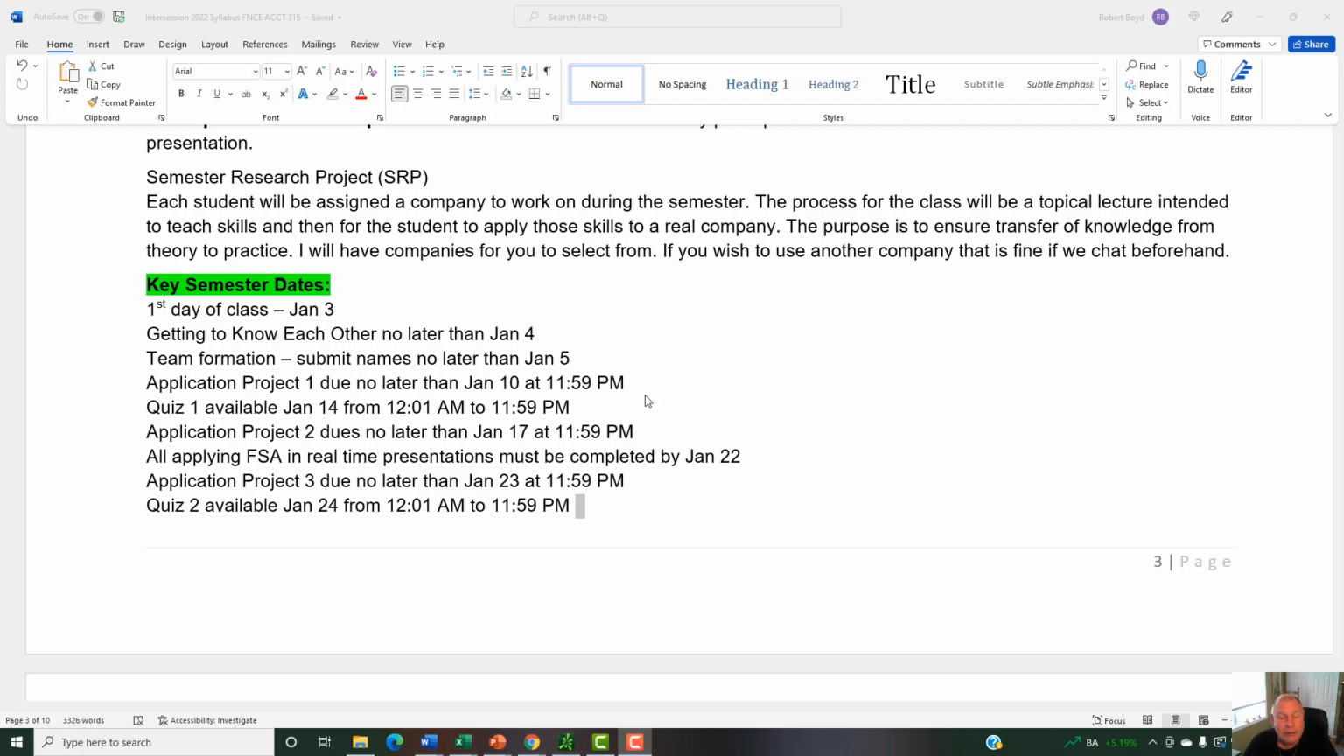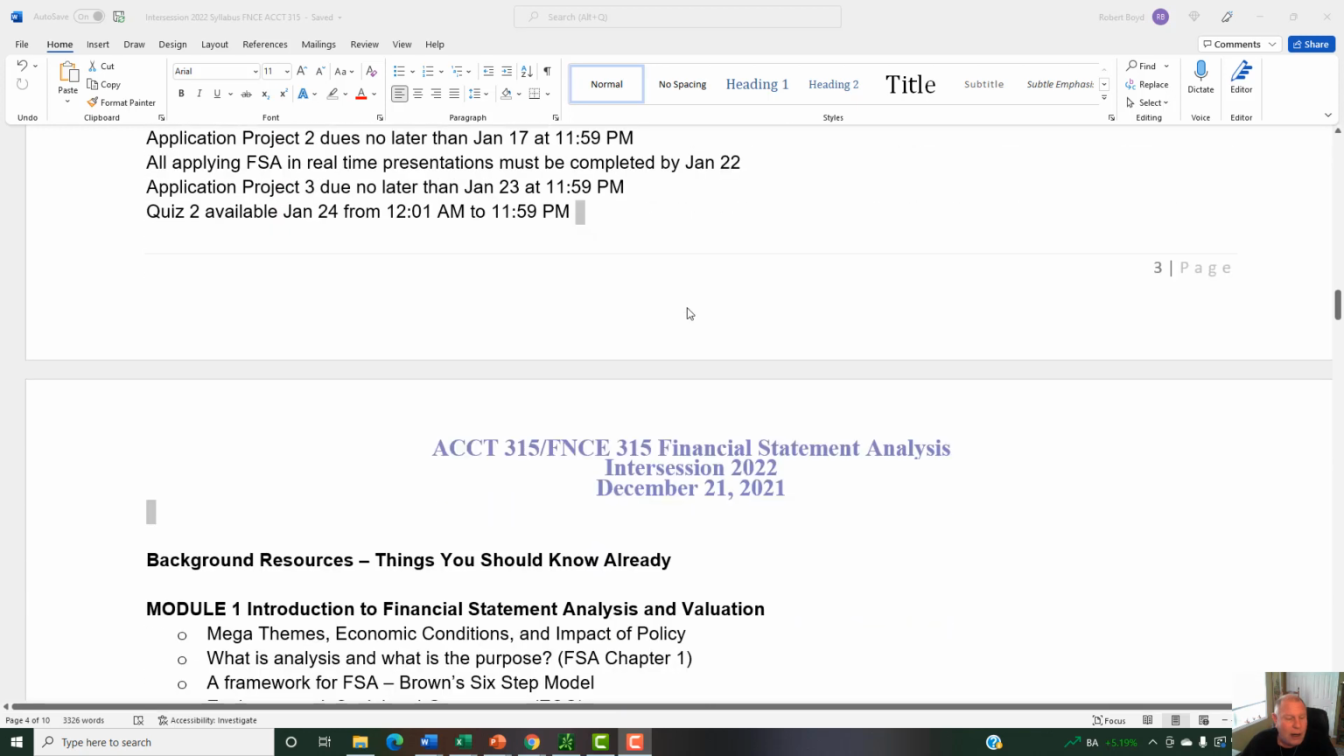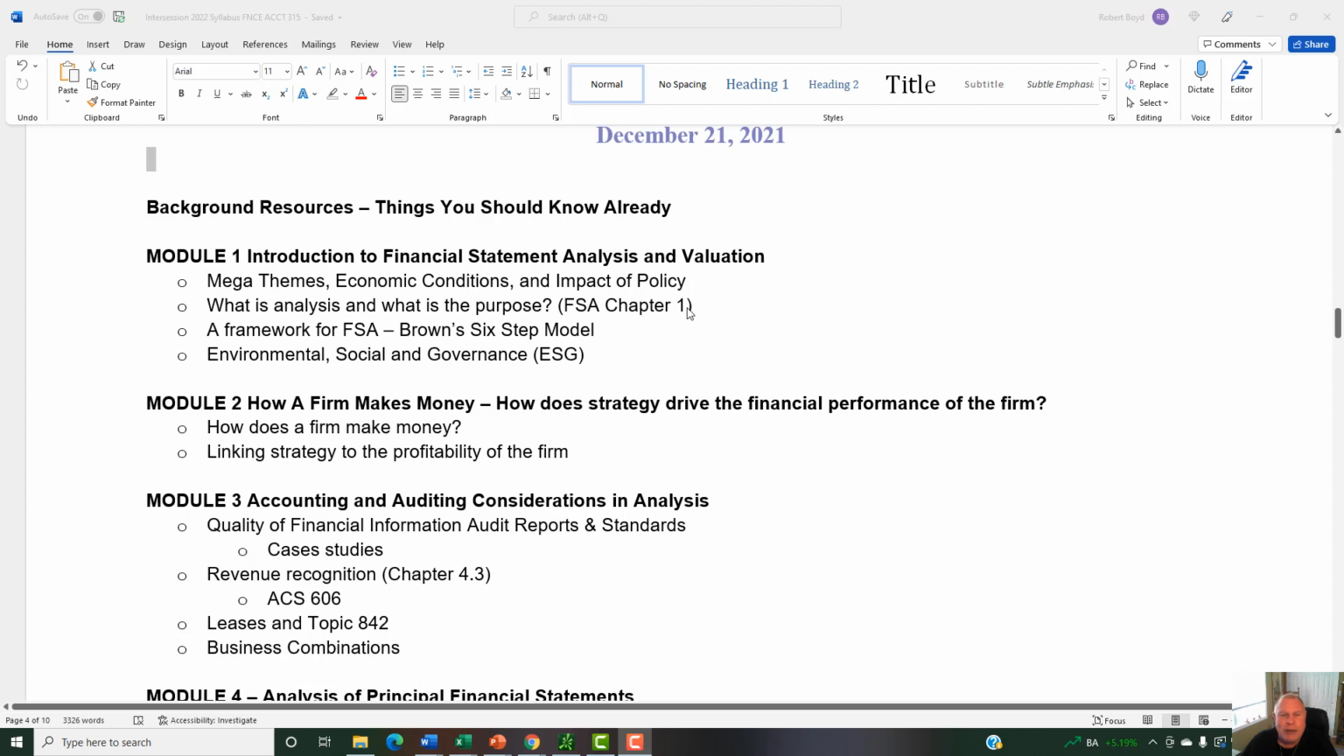Project 2 is due no later than January 17th. Project 3 is due no later than January 23rd. And the final quiz will be available January 24th. I'm assuming that you know a certain level of material. So what I've done is I've created in Canvas a section called background resources, things you should already know.